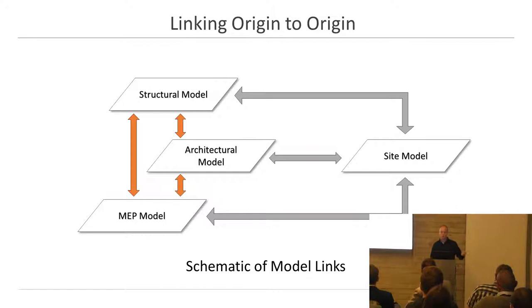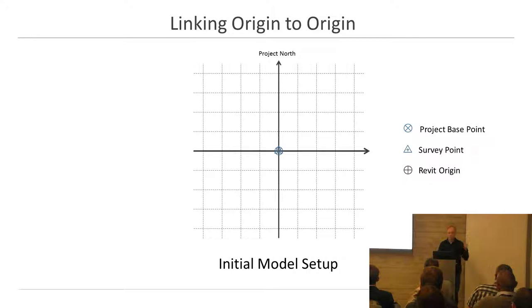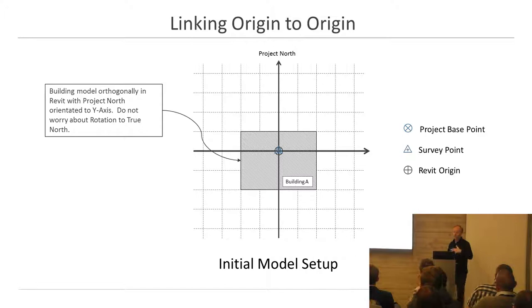Okay, so looking first at linking origin to origin. As I say, we have these three points: our project base point, survey point, and Revit origin, and we can put our building on that site. So if you imagine you open up your Revit template file and you start building your model, what you want to do is have your model centered or roughly centered around your Revit origin. That is really the key thing. The Revit origin, as I said earlier, cannot be moved. It's a fixed point, unlike your project base point and survey point.